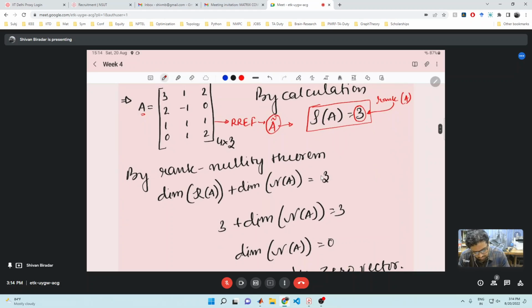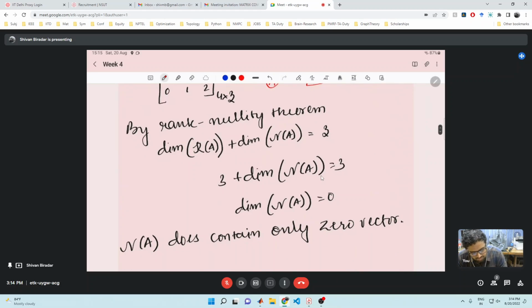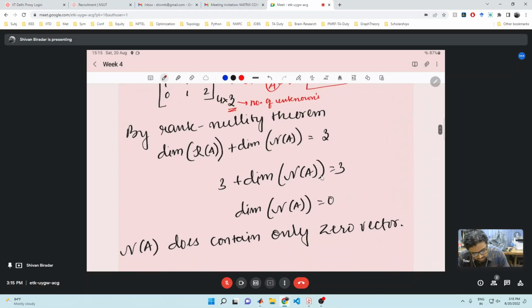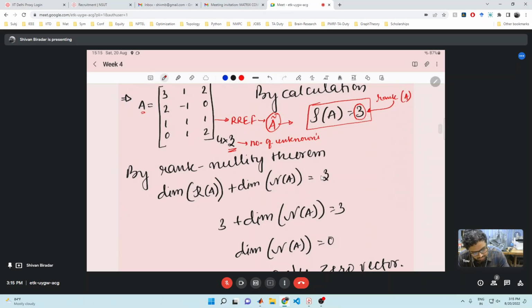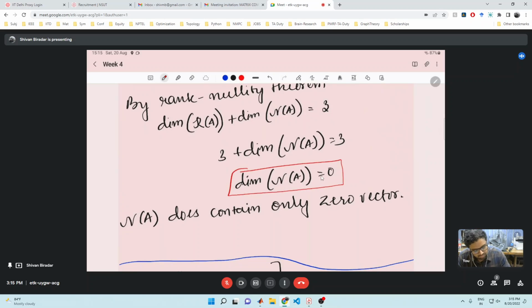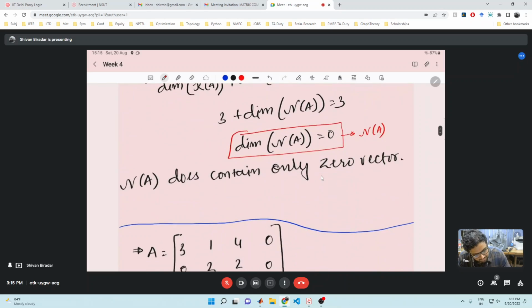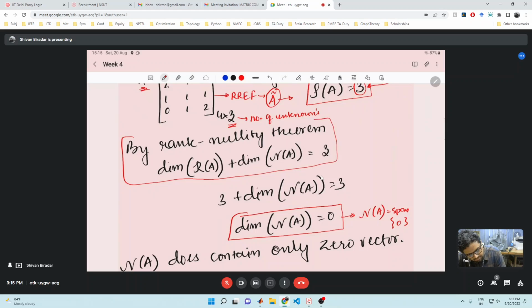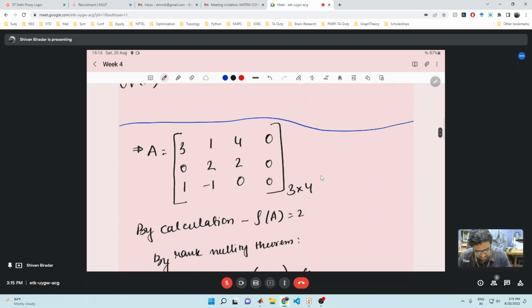And by the rank nullity theorem, we see that the dimension of range space of A plus the dimension of null space of A is equal to 3, because 3 is the number of unknowns. This is very important. And we see that the dimension of range space of A is equal to the rank of A. So 3 plus the dimension of null space of A equals 3. The dimension of null space of A equals 0, which means that the null space of A, where A is this matrix, is spanned by only the zero vector. So the null space of A does contain only the zero vector. This is an important result, and it is totally a consequence of the rank nullity theorem.